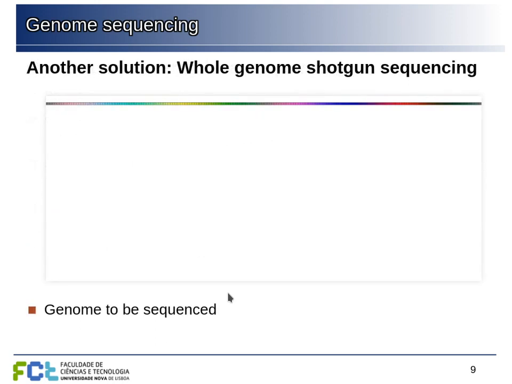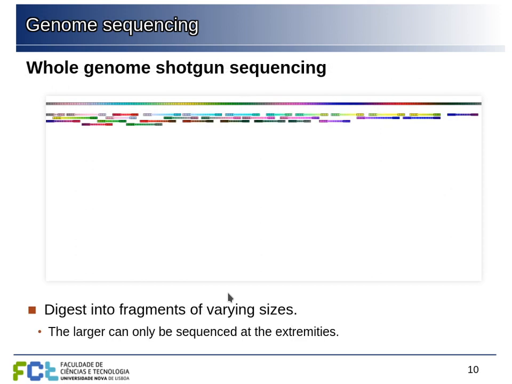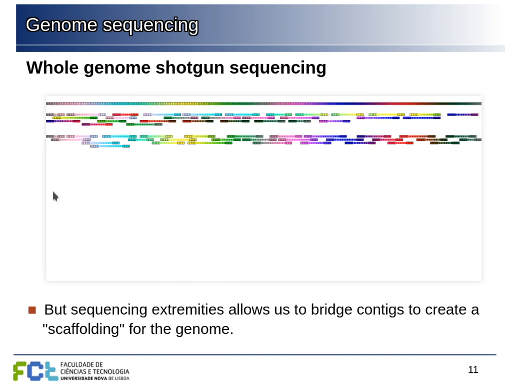Another solution, an approach that is more used currently, is to do the shotgun sequencing on the whole genome. So basically we fragment everything at random. There are some large fragments for which only the extremities can be sequenced, but they can be used to build a sort of scaffold that gives us an idea of how the genome must be followed here, but with lots of gaps because we don't have the complete sequences.